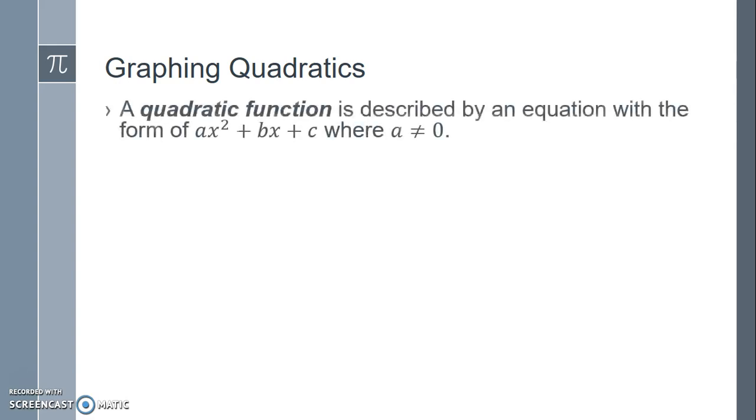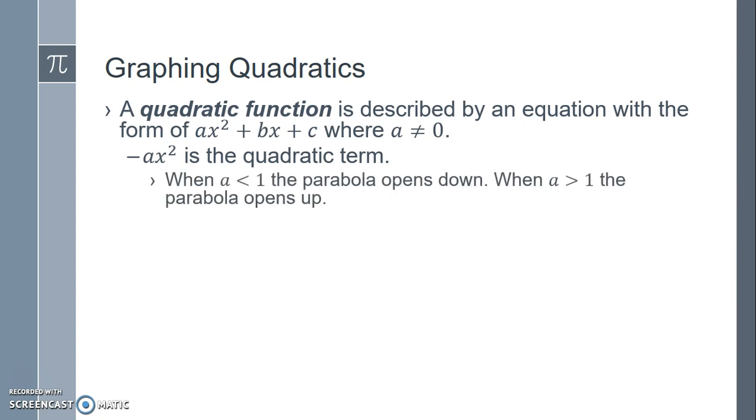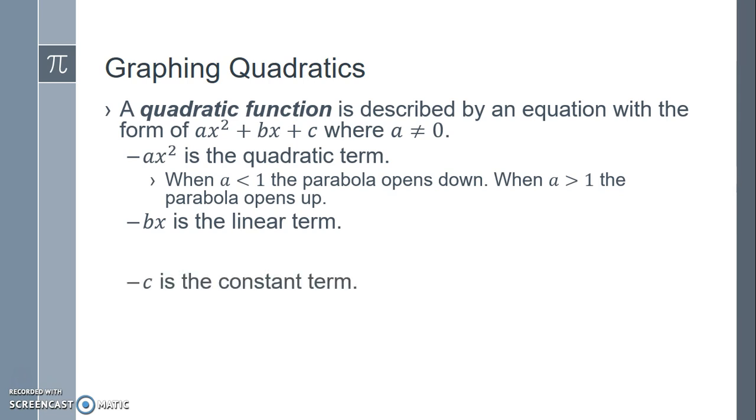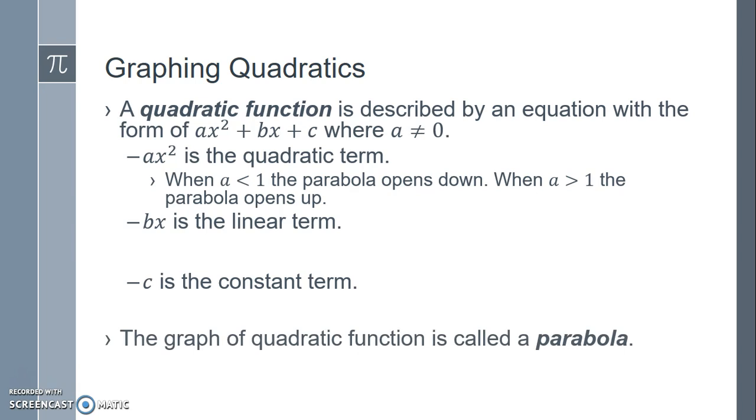Graphing quadratics. To start off, a quadratic function is described by an equation of the form ax squared plus bx plus c, where a is anything other than 0. Ax squared is called the quadratic term. When a is less than 0, so if it's negative, the parabola opens down. When a is greater than 0, so if it's positive, the parabola opens up. Bx is called the linear term. C is the constant term. The graph of a function is called a parabola.